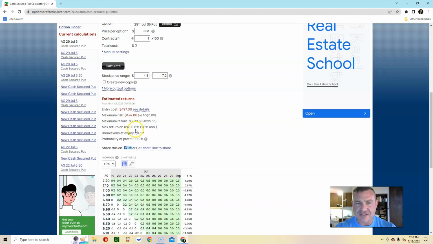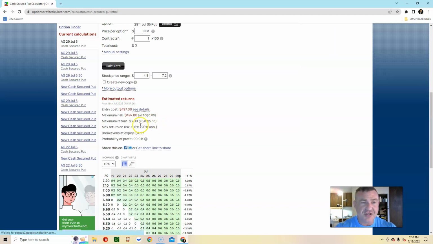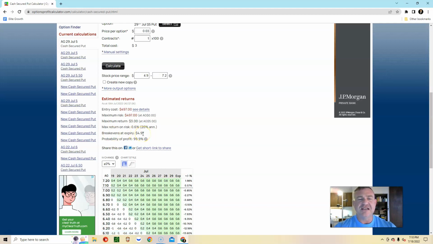So for this trade, less than 2 weeks, making a small amount of 0.6%. But if you annualize that, it's going to be around 20%. 20% annually is pretty good. Break even, again, is not so much applicable if you're okay with owning the stock the rest of your life. There is less than a 1% chance that we're going to be buying the stock the way things are going.